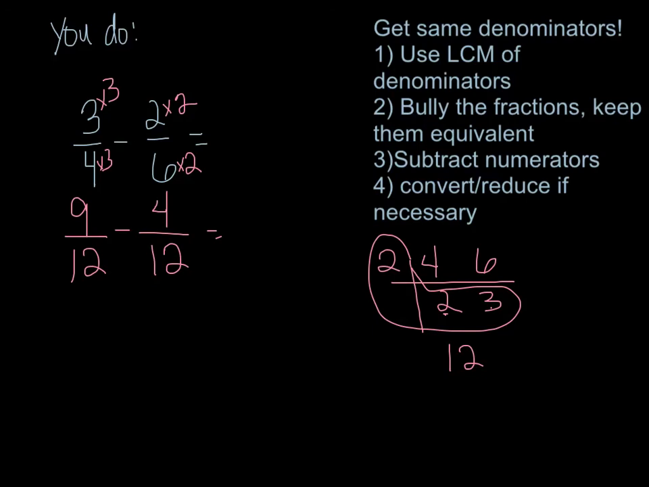Now, I subtract the numerators. I keep the denominator the same. 9 take away 4 is 5. And finally, check for if you need to convert this. Is it proper or improper? This is proper, so I do not need to convert it. He's happy snowman. Reduce. I cannot reduce this. There is nothing that goes into both 5 and 12. So the answer you should have gotten was 5/12. That was the correct answer.